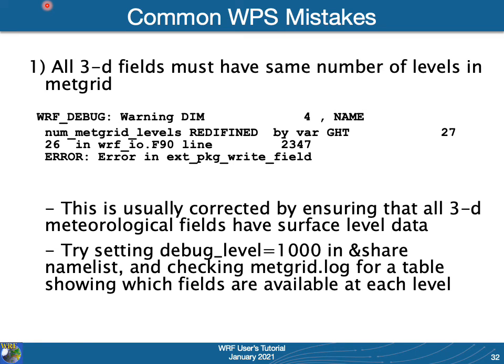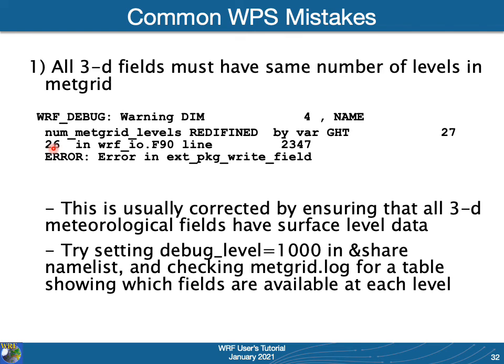The first of these common mistakes is to provide the metgrid program with atmospheric fields that don't all contain the same number of vertical levels. The metgrid program requires that all three-dimensional atmospheric fields contain the same number of vertical levels. And if this is not the case, the metgrid program will stop with a cryptic error message shown here. Typically, this error message says, "WARNING: Dim something, name num_metgrid_levels redefined by some variable from one value to another value." It's usually not obvious what this message means, but this is an indication that one or more three-dimensional atmospheric fields do not contain the same number of vertical levels.